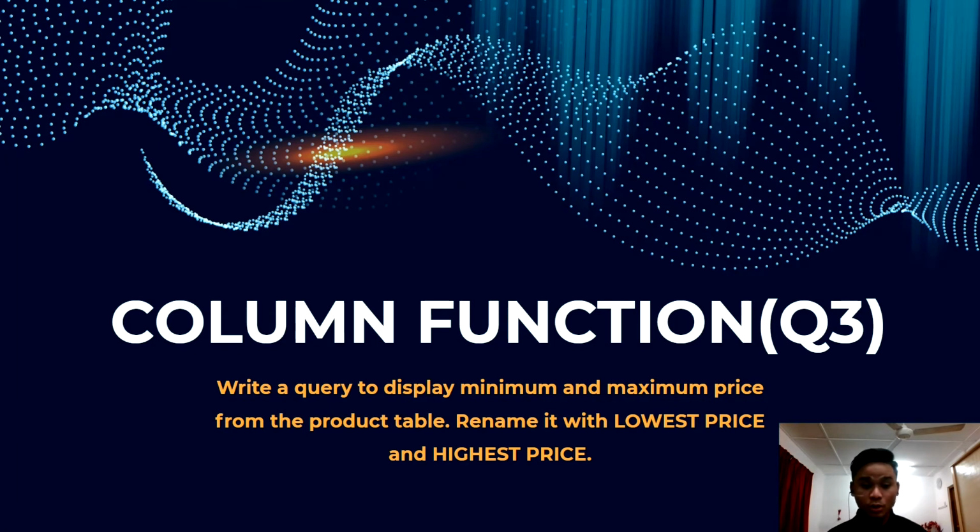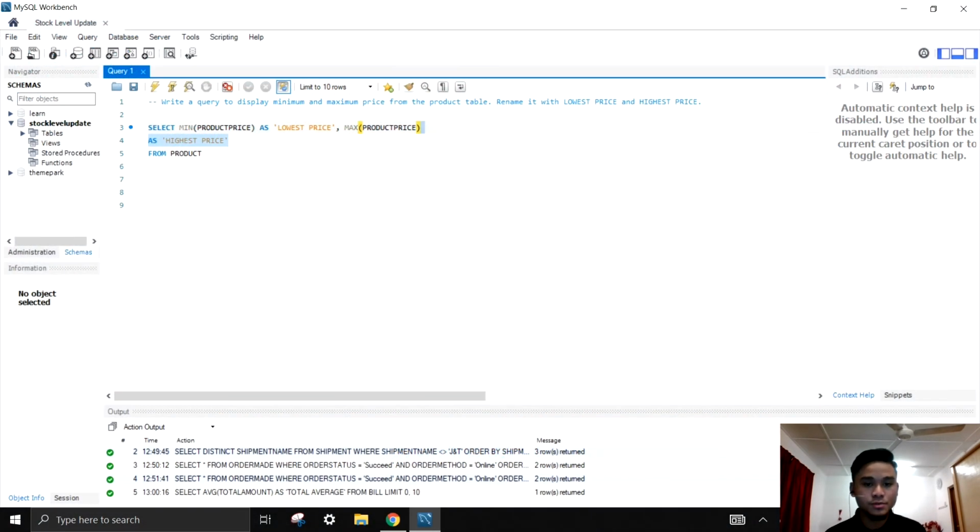Okay, so the question state that write a query to display minimum and maximum price from the product table and rename it with the lowest price and highest price. Okay, so we proceed to the application of MySQL. Okay, so we use select min product price as lowest price, max product price as highest price from product.